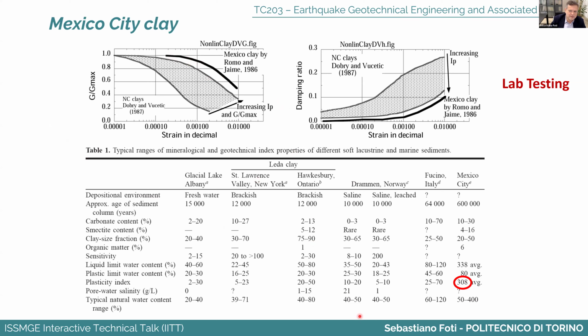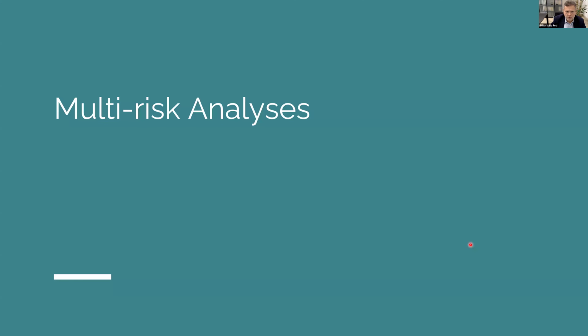It's outside the range of all the other materials. And indeed, this is a very peculiar clay, with a plasticity index of about 300. We have a very large structure of this clay. And again, this calls attention to the laboratory testing. We are going to come back to this in a few minutes.